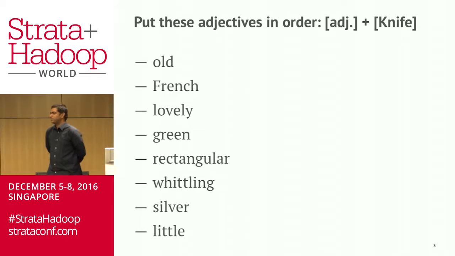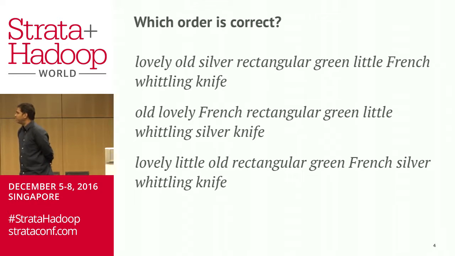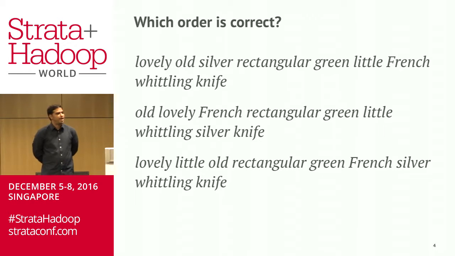Let me help you a bit, because I prepared for this. Here are 3 options. The first one is lovely old silver, rectangular green, little French whittling knife. The second one is old lovely French, rectangular green, little whittling silver knife. And the third one is lovely little old rectangular green French silver whittling knife. Now, any guesses? Now it's easy. It's like 1, 2, or 3.